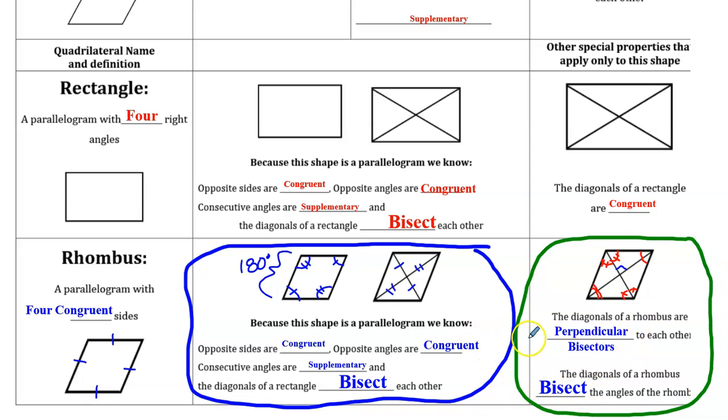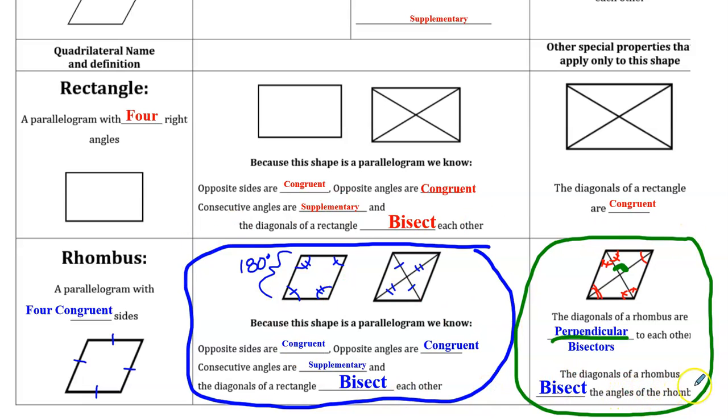The first one is that the diagonals of a rhombus are perpendicular bisectors of each other. So they not only are bisectors of each other, they're also perpendicular. That's why we have this 90-degree angle right here. So the additional piece there is the perpendicular part. We already knew the bisector part.